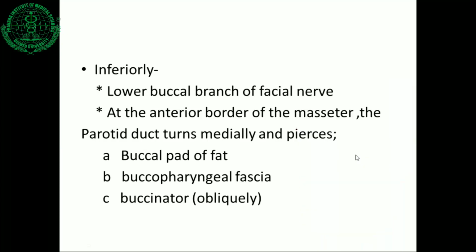Then after this, the inferior relations of the parotid duct. Inferiorly, the parotid duct is related with the lower buccal branch of the facial nerve, then the anterior border of the masseter. These are the inferior relations. In this way, the parotid duct pierces different structures like the buccal pad of fat, buccopharyngeal fascia, and finally the buccinator muscle of the face.